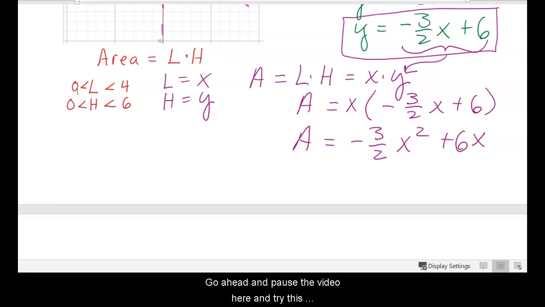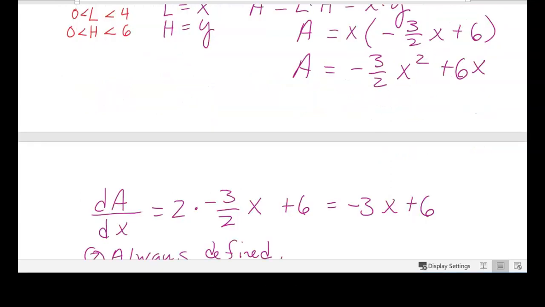Go ahead and pause the video here and try this problem on your own, then turn the video back on to see if your answer matches mine. Let's see if your answer compares to mine.